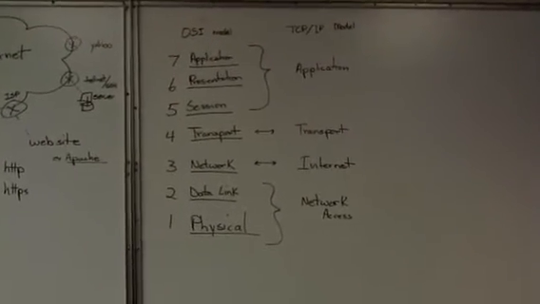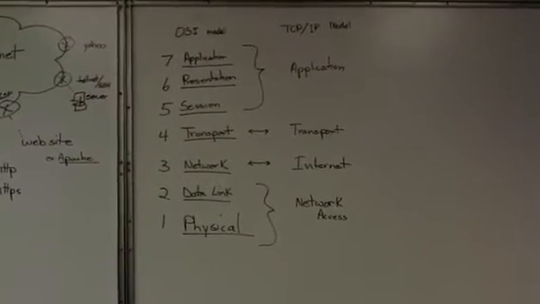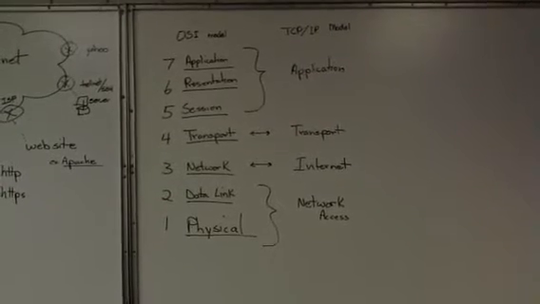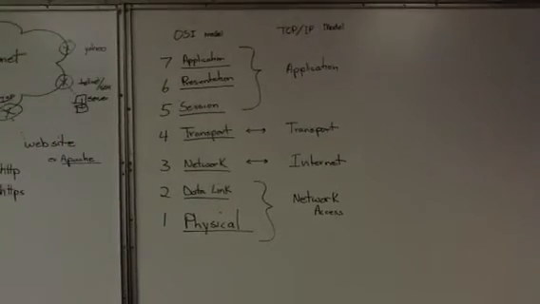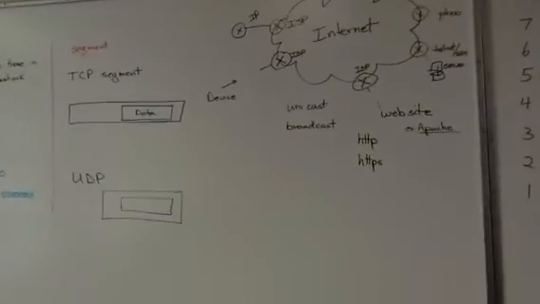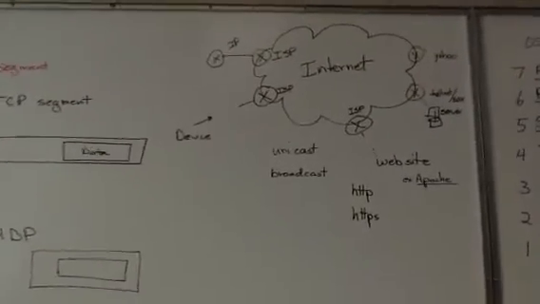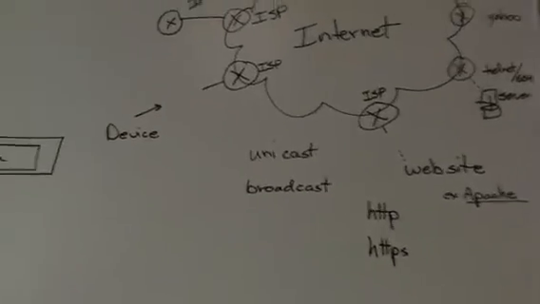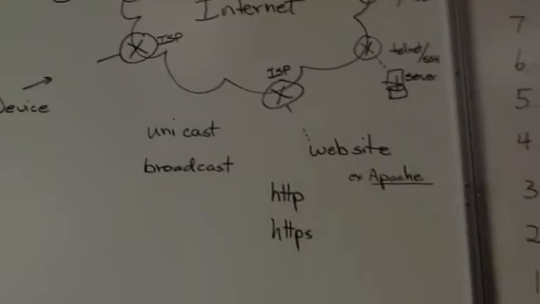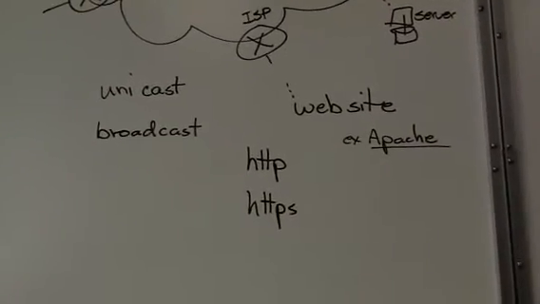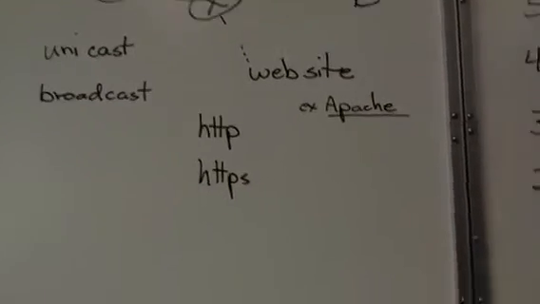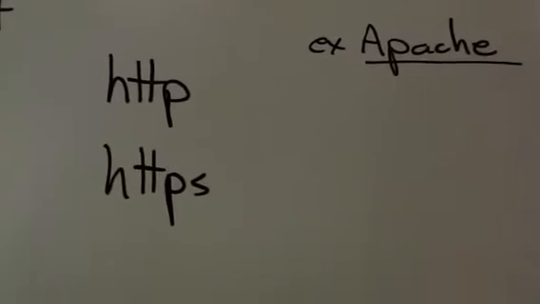Reviewed the OSI model, TCP/IP model. They took the pretest for chapter 4 on the transport layer, and then we used an example of the internet. If you were at a device, you send a URL to a particular website, maybe it's running Apache. Talked about the protocols that are being used.